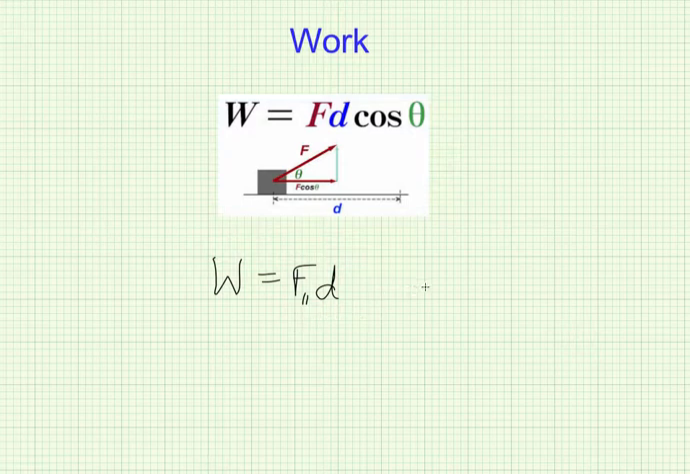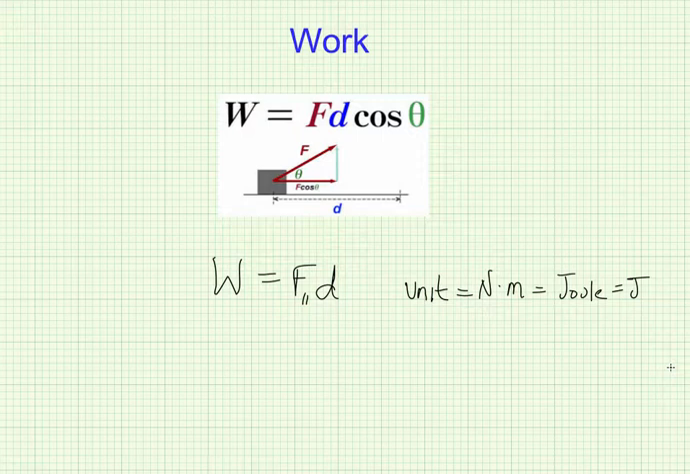Now, in terms of units, the unit for work is going to equal a Newton times a meter, and we call that a joule. And we just abbreviate it with a capital J. Now, you're probably more familiar with the English unit of work, which is a calorie. Food calories is how much work your body's doing.